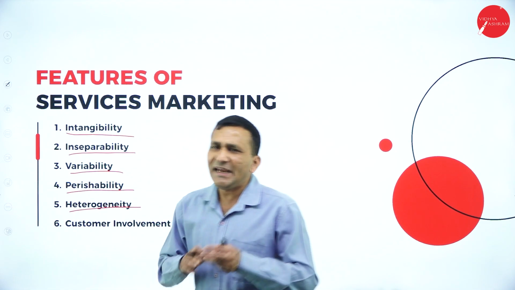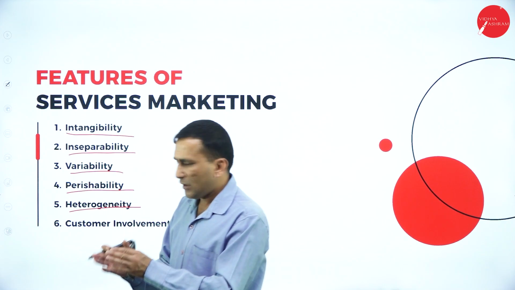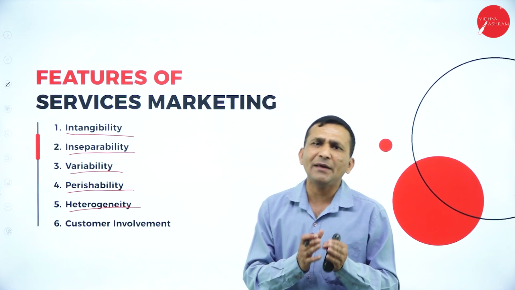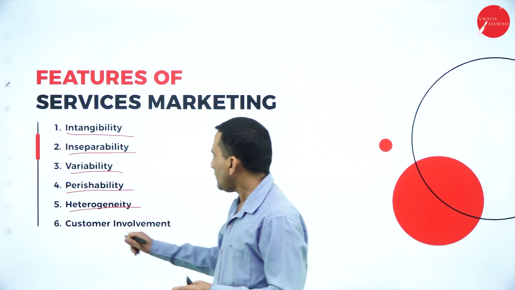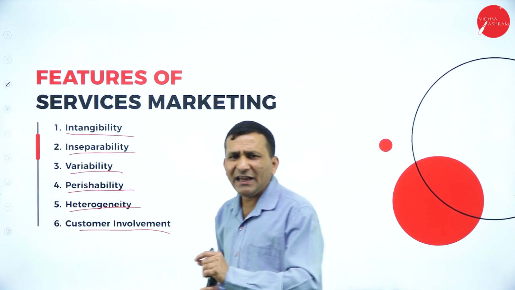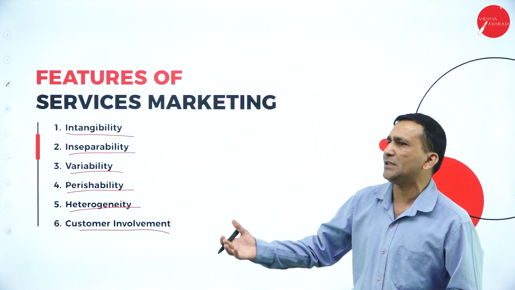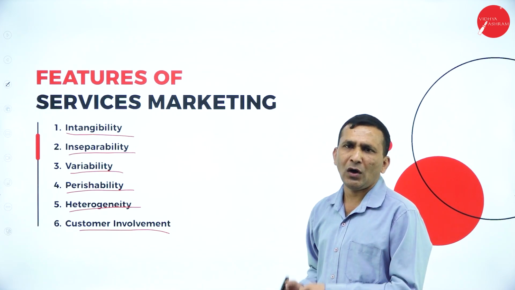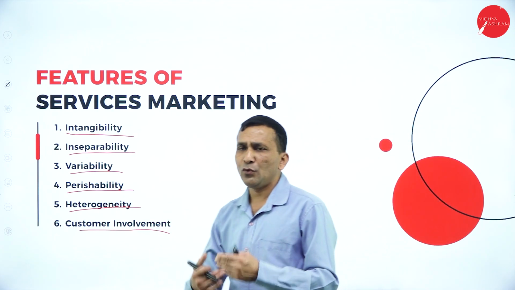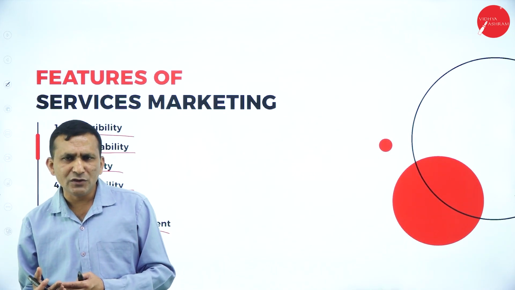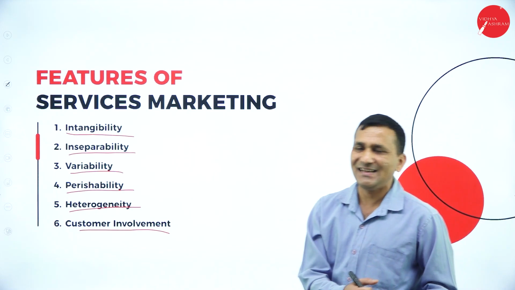Now heterogeneity. Each and every service you get from the market is unique, so every time you get something different, which is not similar. Now customer involvement. Any customer who wants a particular service must be involved. If you want food from a restaurant, you have to go, or you can place an order with the help of Zomato or Swiggy. Similarly, if you want to travel to a metropolitan city or any city, you need to go, so your involvement is there in getting a service.